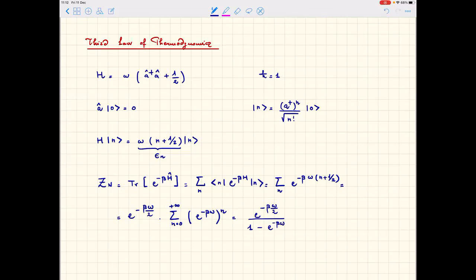Why? Because this sum is a special case of what? Where r is smaller than 1. It's a geometric series, exactly. And this is always equal to 1 over 1 minus r. Okay, so this is the result for our partition function. It's a very simple and interesting result.